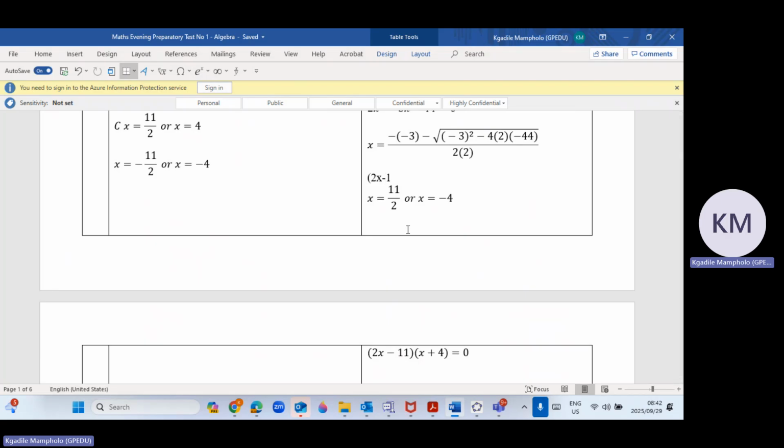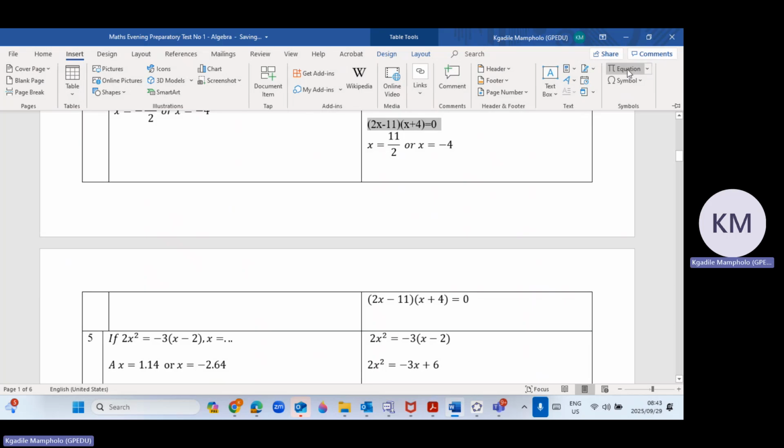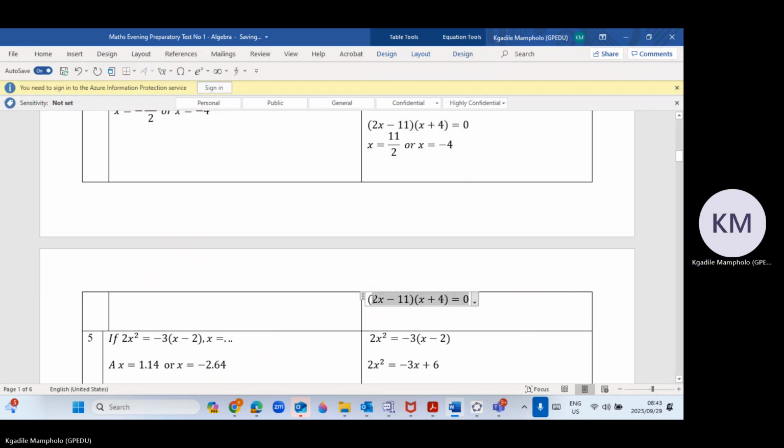So then 11 will be here. Then on the other side, on -4, there's no denominator, so it will just be 1x. Then it's -4, so it will be +4. Then here you've factorized without wasting any time. Then you have this. Then you got your answer.